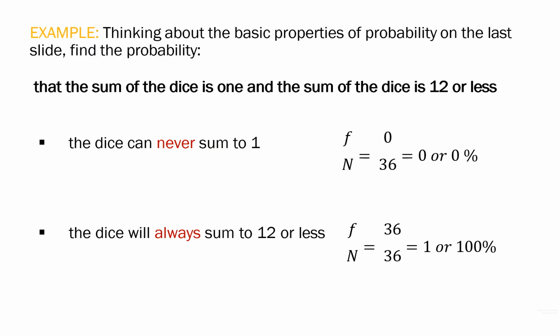So the frequency of occurring is 0 out of 36. And that means that this is a probability of 0. It is impossible. Now, the sum of the dice is 12 or less. The dice will always sum to 12 or less. The highest number that we can get is 6 on both dice, and so it will always be 12 or less. So we're always going to have that. There's 36 ways it can happen over 36 possible options, and so the probability of this is 1 or 100%.